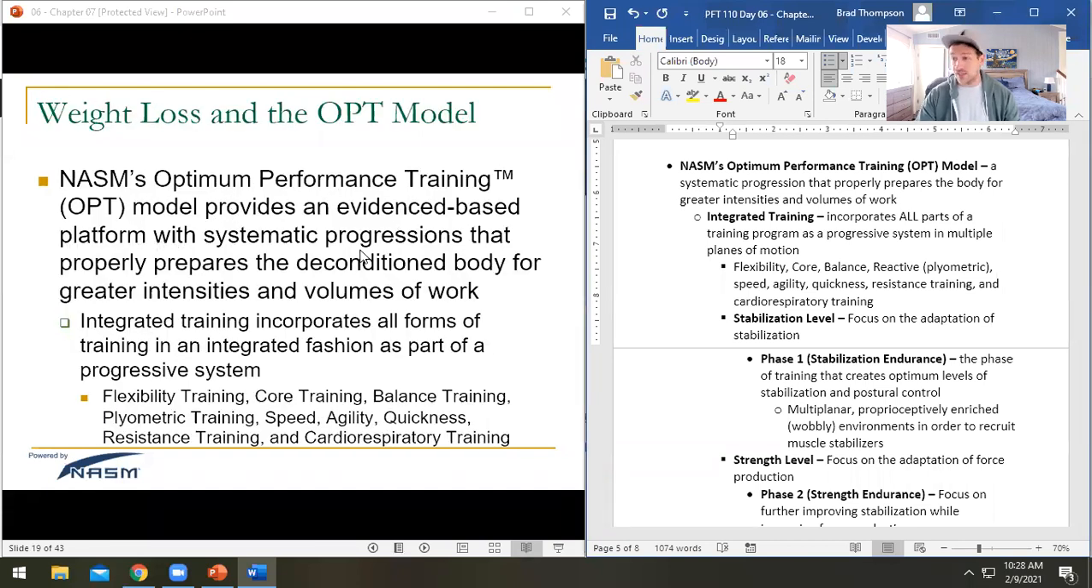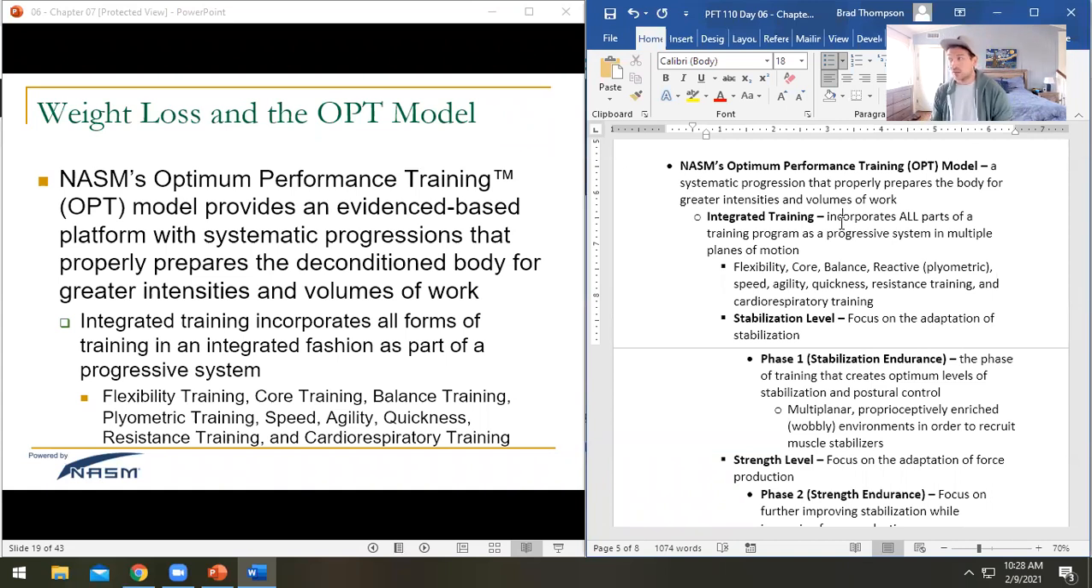It's going to give us this systematic progression. It's going to amp up reps and sets and decrease or increase rest. It's going to move all the numbers around for you so that you don't have to consider all of them every time you're writing a workout. NASM talks a lot about the concept of integrated training. Integrated training is basically incorporating all of the parts of a training program in multiple different planes of motion, rather than just getting really good at sagittal exercises.